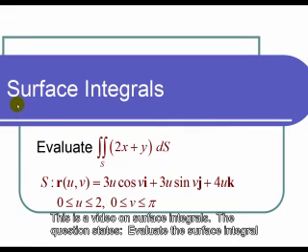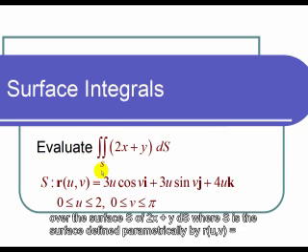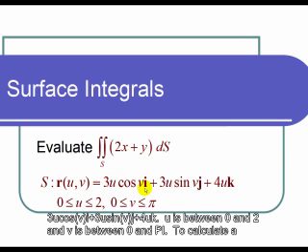This is a video on surface integrals. The question states, evaluate the surface integral over the surface S of 2x plus y dS, where S is a surface defined parametrically by r of u,v is equal to 3u cosine v i plus 3u sine v j plus 4u k. And u is between 0 and 2, and v is between 0 and pi.